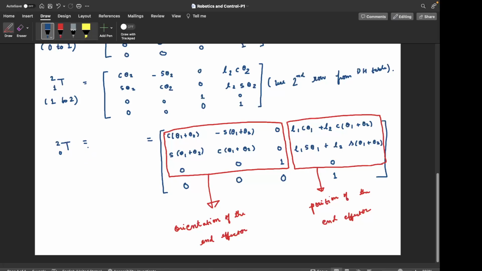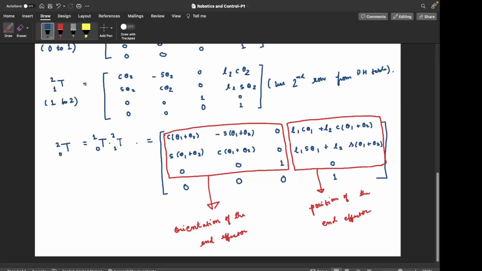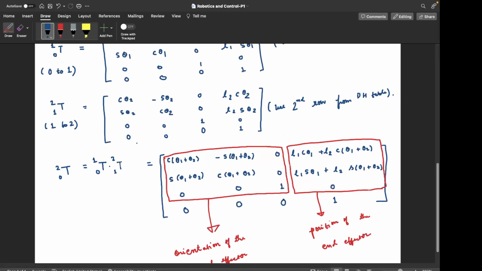So this would be first t 0 to 1 into t 1 to 2. Okay, you can verify this by doing the full matrix multiplication.